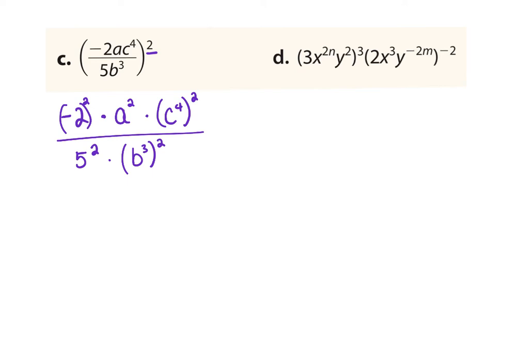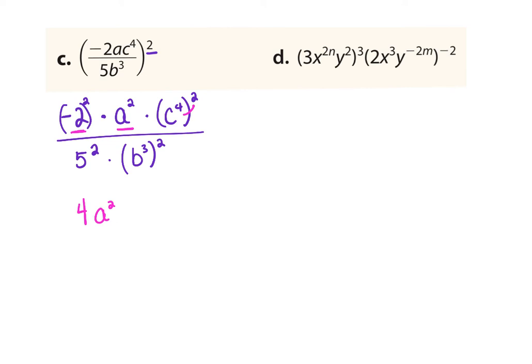So what happens when I take a negative 2, the quantity, to the second power? What does it become? Positive 4. A was to the first power squared, so it's just A squared. But what about this guy? We have a power to a power. What does my rule say to do when I have a power to a power?